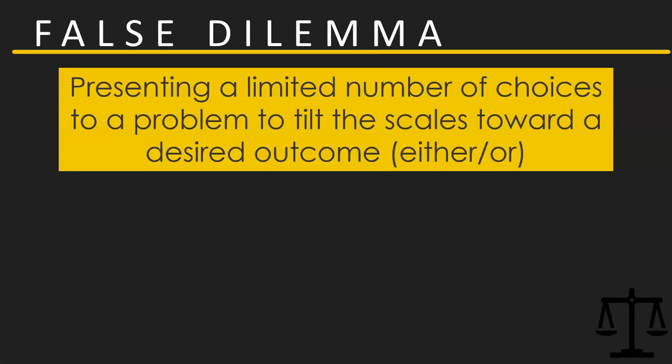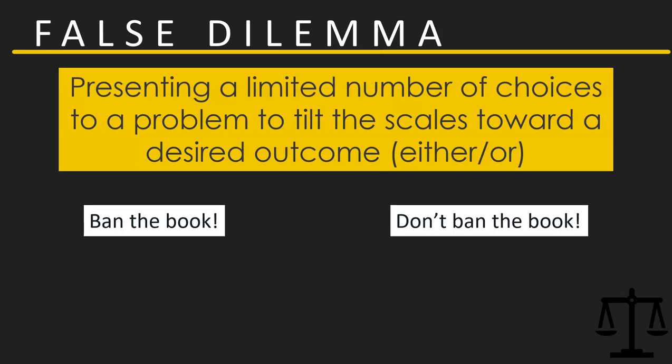And finally, there's a false dilemma. This is where you're presenting a limited number of choices to a problem to tilt the scales toward the desired outcome that you want. It's often framed as an either-or. We either do this or we do that. We either ban the book or we don't ban the book. This often ignores a lot of the gray, where you might say something like, hey, maybe we shouldn't teach the book to eighth graders, but it's fine in high school. Or maybe we should teach the book in classrooms and not in the libraries because students need an adult to help them through the material so they can understand it more effectively. Or maybe it's something like that. But you don't just have to do a strict ban the book or don't ban the book.